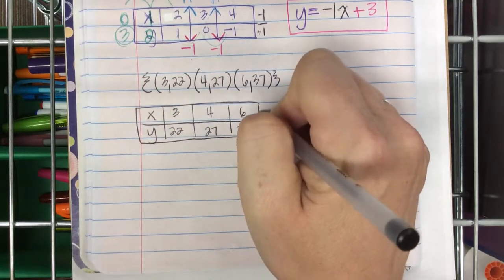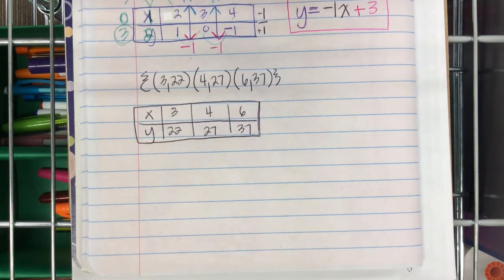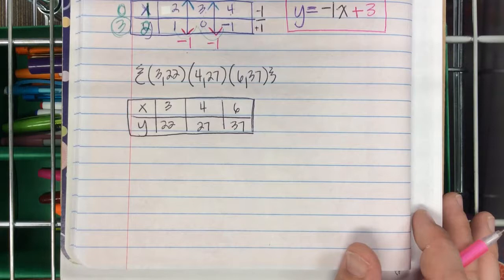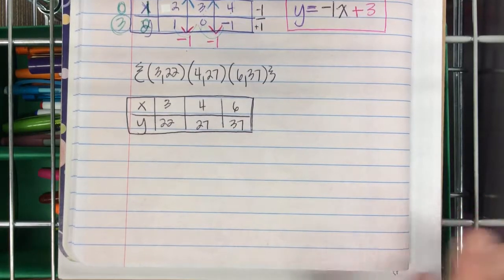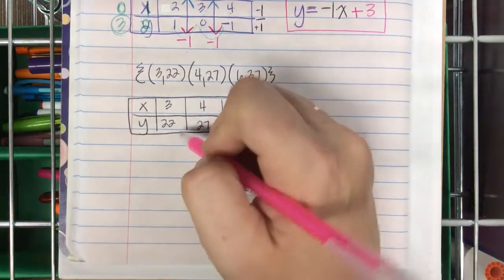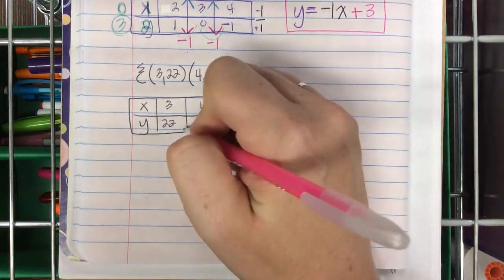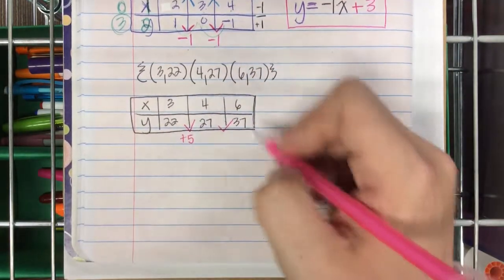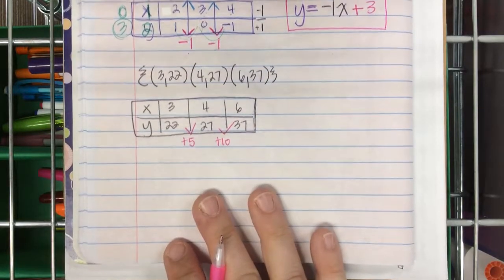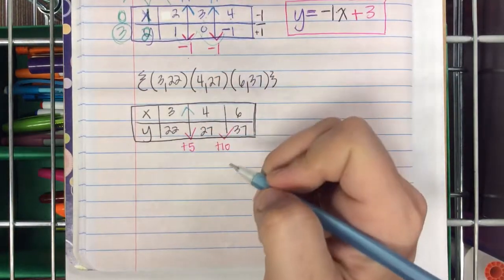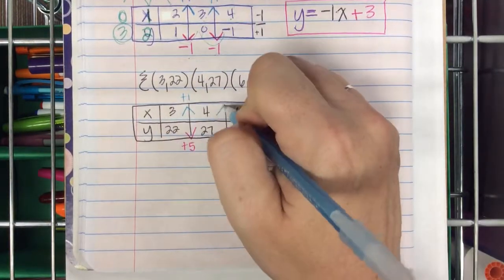I added in a 5 number, by the way. I think sometimes it's just easier for our brain to look for those patterns if the y values are all right next to each other and if the x values are all right next to each other, especially when we're learning. So what's the change from 22 to 27? Plus 5. What's the change from 27 to 37? Plus 10. What's the change from 3 to 4? Plus 1. What's the change from 4 to 6?